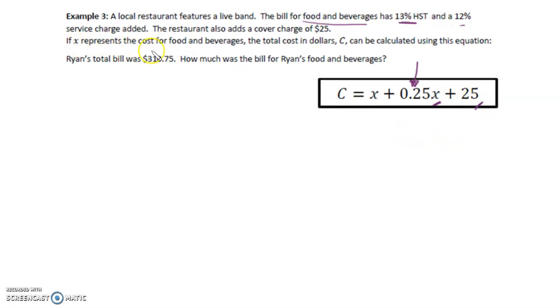If x represents the cost for food and beverages, the total cost in dollars C can be calculated using this equation. So what this means is the cost is the cost of food and beverages plus the tax and service charges added on those food and beverages plus a $25 flat fee to get in. Okay, Ryan's total bill was $310.75. How much was the bill for Ryan's food and beverages? So we're looking for x.